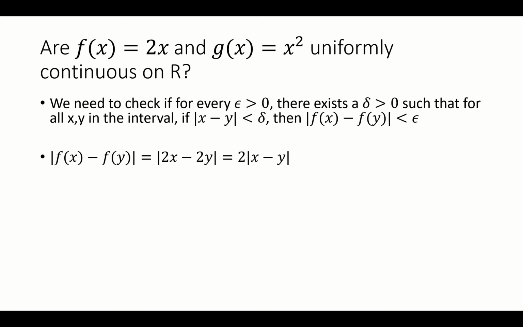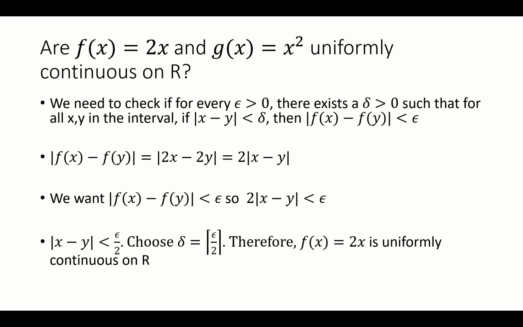First, we calculate the absolute value of f of x minus f of y. That's going to equal the absolute value of 2x minus 2y. And from there, we can factor out a 2 to get 2 times the absolute value of x minus y. Now, we want this expression to be less than epsilon. So we have 2 times the absolute value of x minus y is less than epsilon. To isolate the absolute value of x minus y, we divide both sides by 2 to get the absolute value of x minus y is less than epsilon over 2.